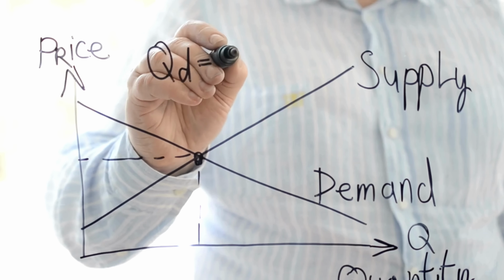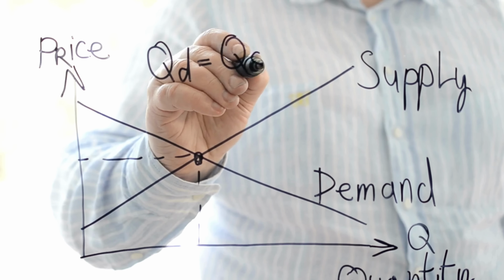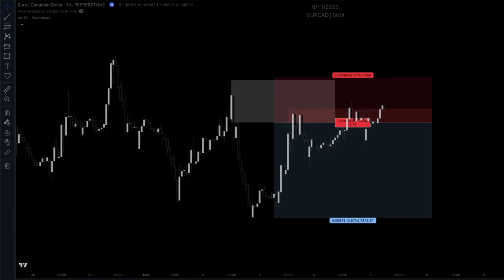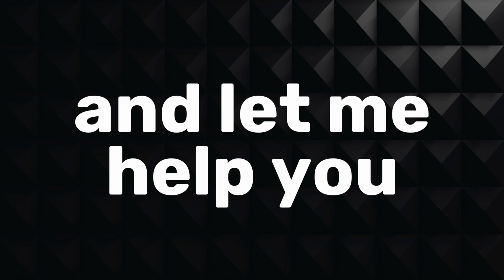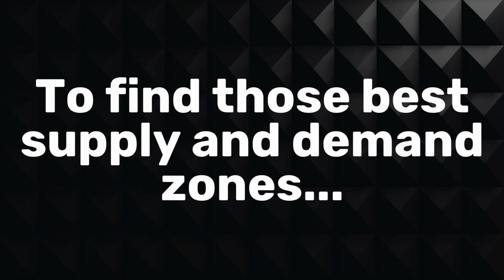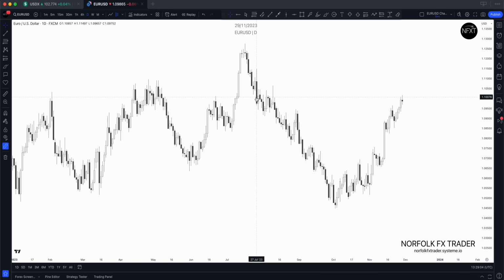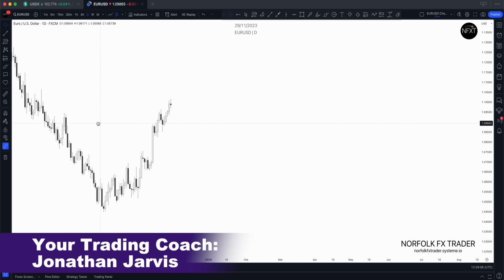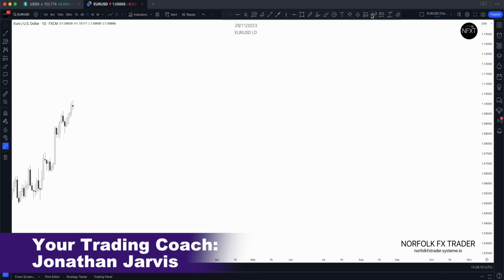So you trade supply and demand, but you struggle to find those best zones. You tend to find the zones you mark end up having losing trades. So let's go through that today and let me help you to find those best supply and demand zones to trade from. So on the Euro-USD pair on a daily time frame, first let's go through the structure of understanding how to find those best zones to look to trade from.